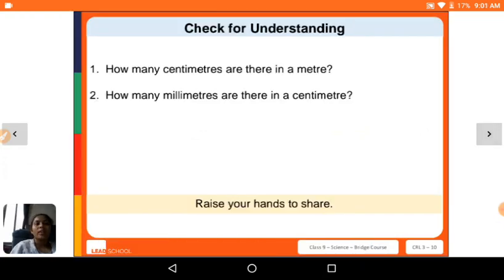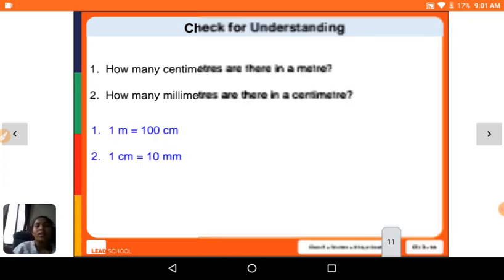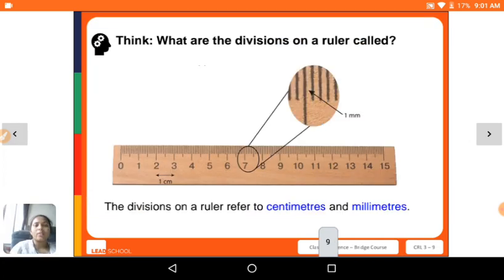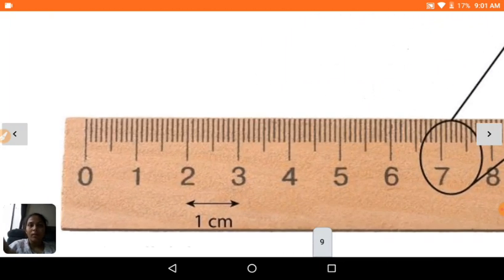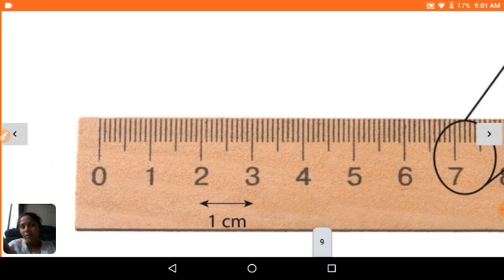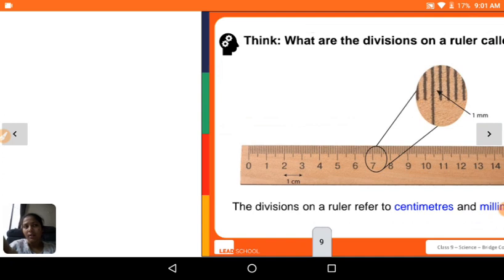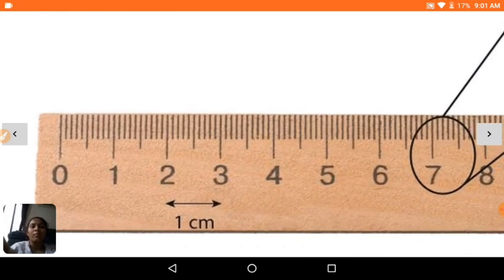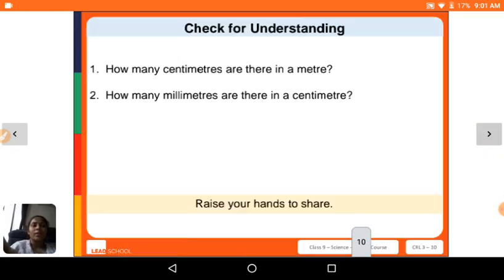How many centimeters are there in a meter, and how many millimeters are there in a centimeter? 1 meter is equal to 100 centimeter and 1 centimeter is equal to 10 millimeter. Here in the scale you can see, here 1 centimeter is there and this is equal to 10 millimeter. 1 millimeter, 2 millimeter, 3, 4, 5, 6, 7, 8, 9, 10. So 1 centimeter is equal to 10 millimeter and 1 meter is equal to 100 centimeter.